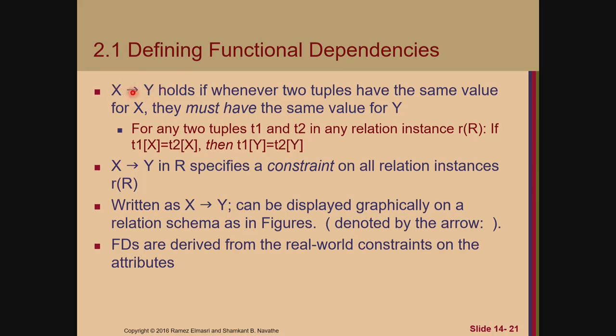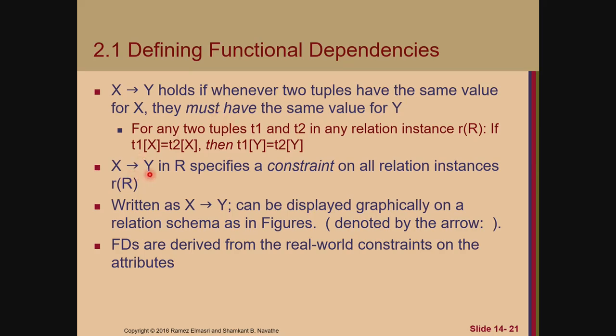X determines Y holds if whenever two tuples have the same value for X, they must have the same value for Y. For any two tuples T1 and T2 in any relation R, if T1[X] equals T2[X], then T1[Y] equals T2[Y]. In each row, if X is the same, Y should be the same value. For example, if X is the ID of students and Y is the name of the student, the same ID should represent the same name. That's all.